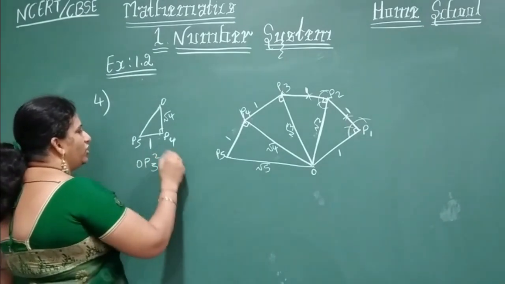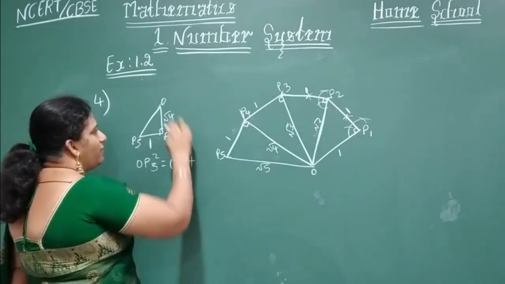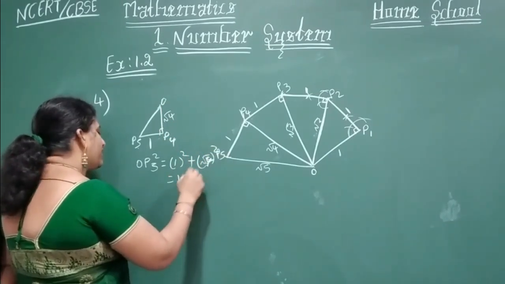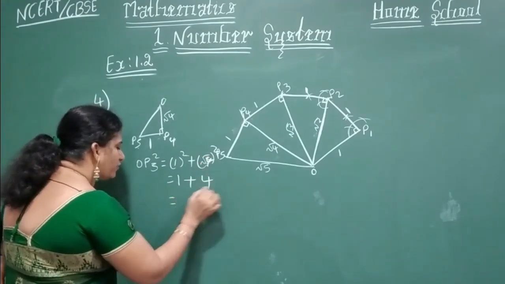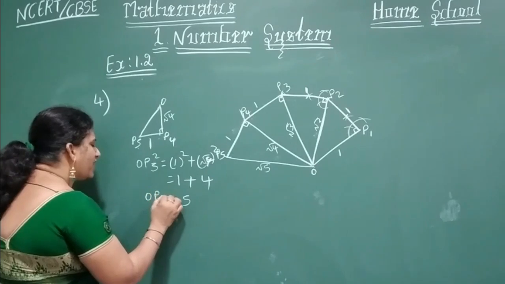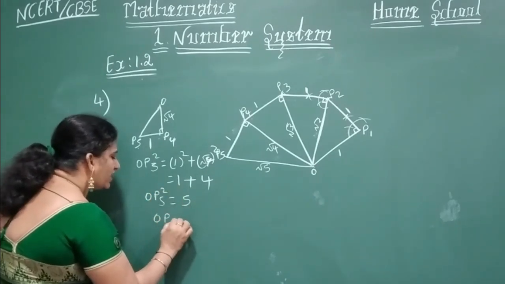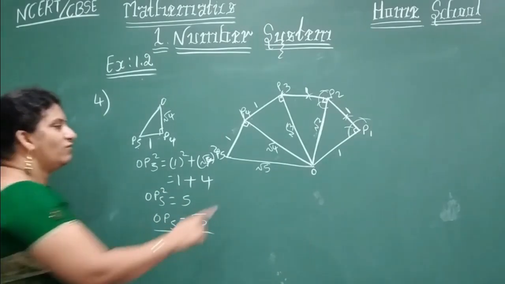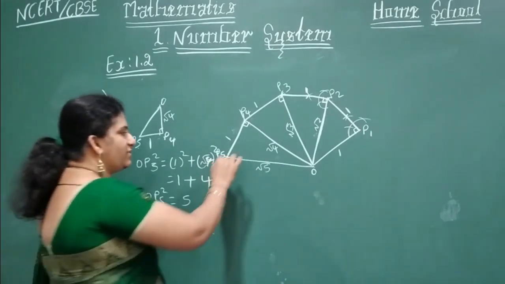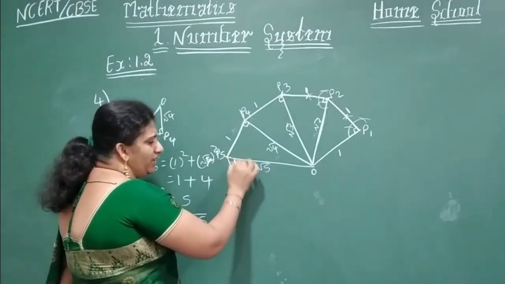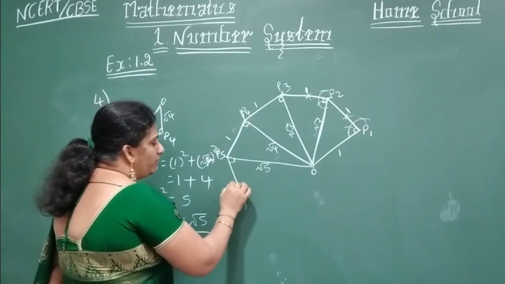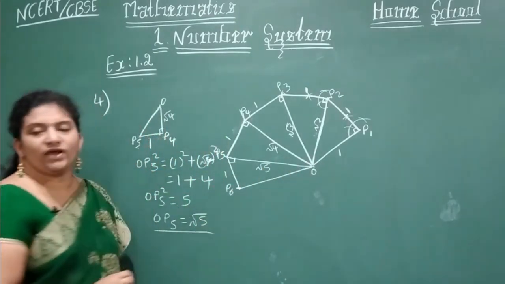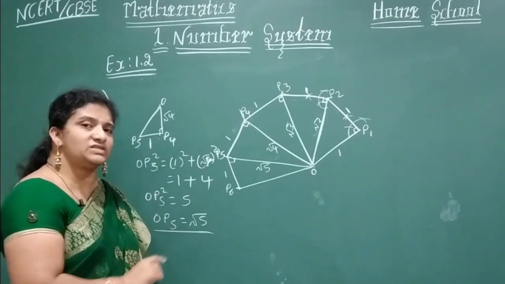OP5 square is equal to this one, 1 whole square, plus this side root 4 whole square. 1 whole square is 1, root 4 whole square is 4. 1 plus 4 will be 5. OP5 square is 5. In order to remove square, you know, children, apply square root on other side. Then what will be this value? Root 5. Similarly, again, draw a perpendicular, at 1 unit, mark P6, from this point to join center. Now again, root 5 whole square, 5, 1 whole square is 1, 5 plus 1, 6.